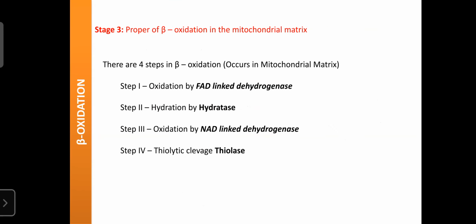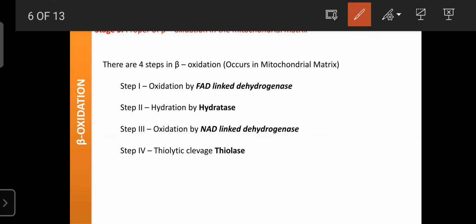Next is stage 3, also known as the beta oxidation, which occurs in the mitochondrial matrix. Dear students, beta oxidation mainly occurs in 4 steps. Step 1 is oxidation, regulated by the FAD linked dehydrogenase enzyme. The second reaction is hydration, regulated by the hydratase enzyme.